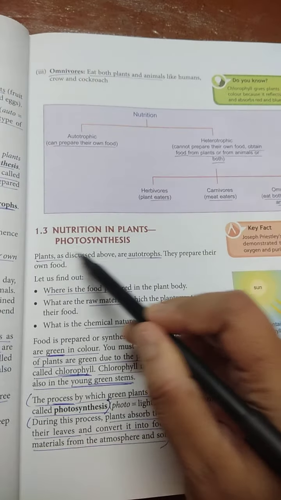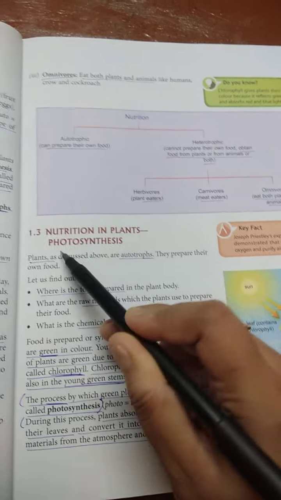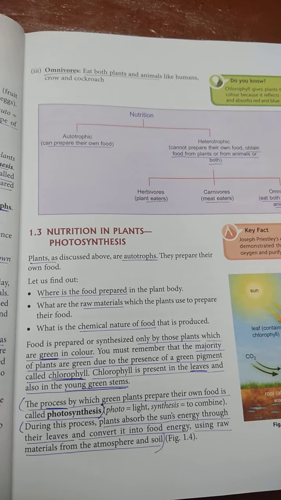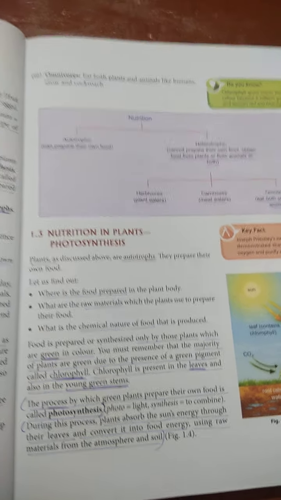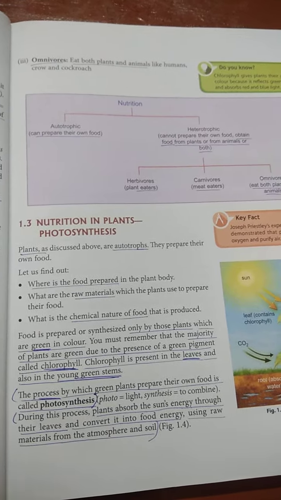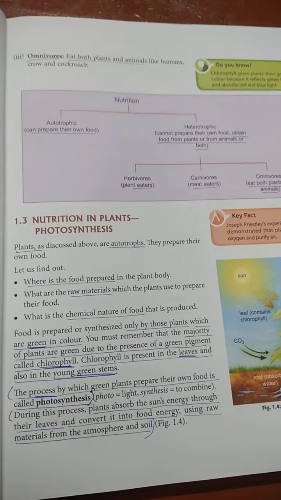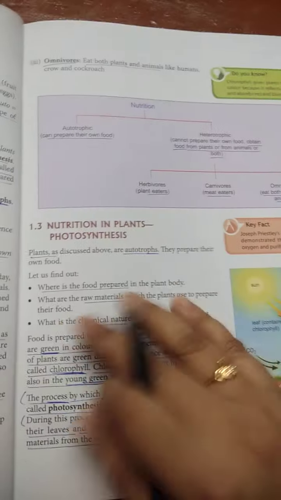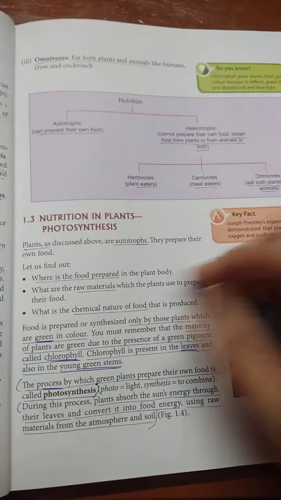The name of the process is photosynthesis. So let's see what is written here. Plants, as discussed above, are autotrophs. Plants are called autotrophs because they are able to make their food themselves, and the mode of nutrition which occurs inside a plant body is called autotrophic mode of nutrition.